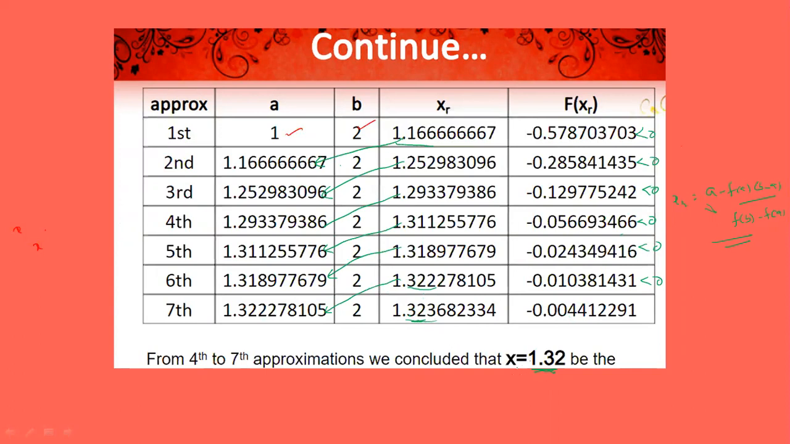Okay. So what is the approximate root of this problem? 1.32 is the approximate root. So this is the procedure of the regula falsi method. It's a very easy method. If you learn the secant method, there is no need to learn the regula falsi method. Both are the same, writing the equation, everything. The only difference is choosing the interval.